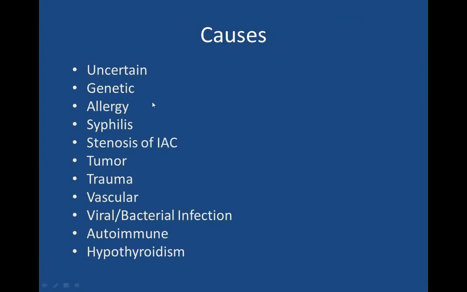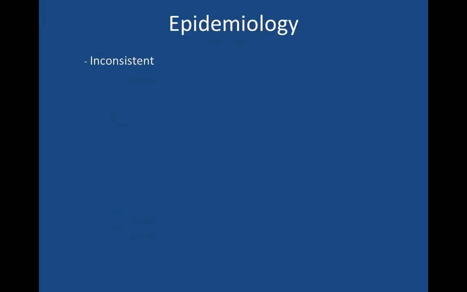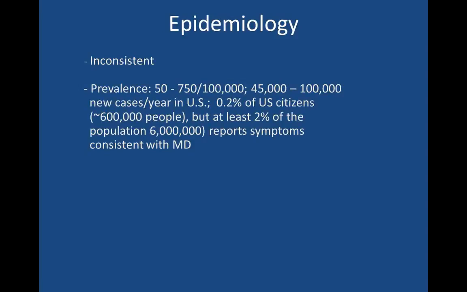We're not really sure what causes hydrops. There could be myriad causes. It could be genetic, allergic, other sorts of things going on, and certainly a ton of things that could possibly be related to endolymphatic hydrops. But as we look at the epidemiology, it's somewhat inconsistent. A lot of people don't come in for help until they get dizzy. But it's been estimated that perhaps at least 2% of the population reports symptoms consistent with Meniere's disease, and anywhere from 45 to 100,000 new cases in the U.S.